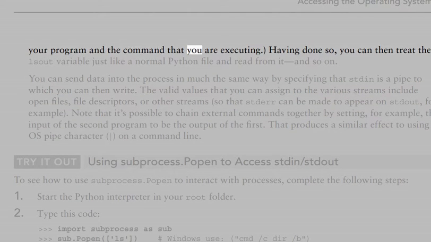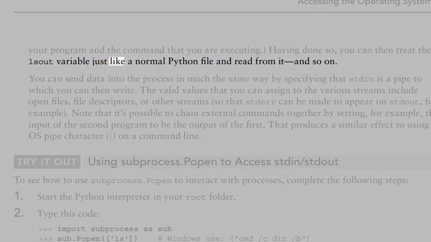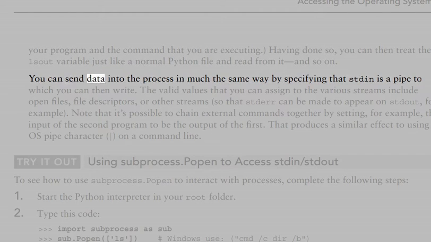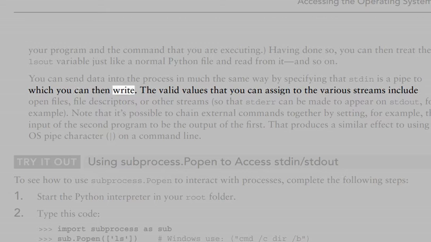Your program and the command that you are executing. Having done so, you can then treat the lsout variable just like a normal Python file and read from it, and so on. You can send data into the process in much the same way by specifying that stdin is a pipe to which you can then write.